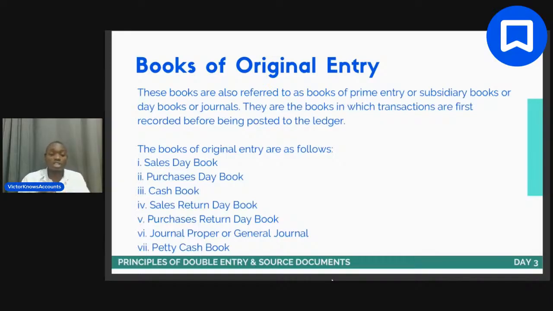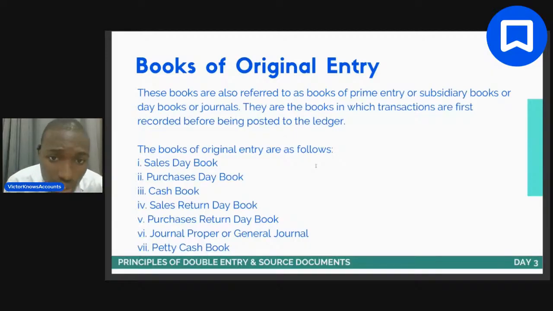Another use of the general journal is to correct errors. It is also used for opening and closing entries, which is a transfer from one account to the other. It is also used for end of period adjustments, all those accruals and prepayments and all of that.